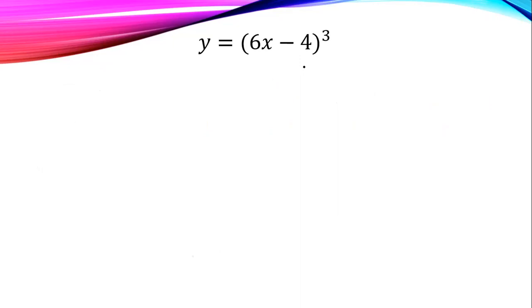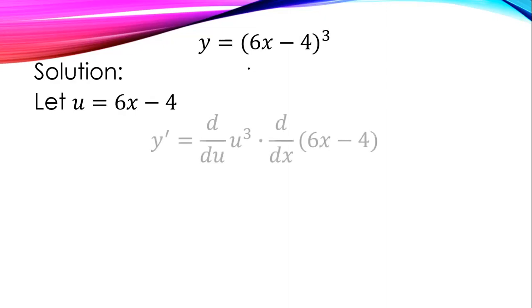We have y is equal to the quantity 6x minus 4 cubed. Solution. We are going to use the chain rule. We will let yung nasa loob natin, that is 6x minus 4, be equal to u. So let u be equal to 6x minus 4. Therefore, instead of writing y is equal to 6x minus 4 cubed, we can simply write this as y is equal to u cubed.